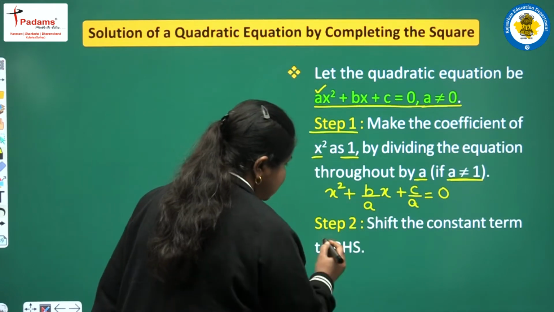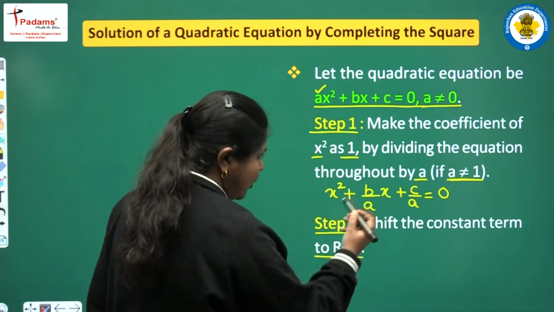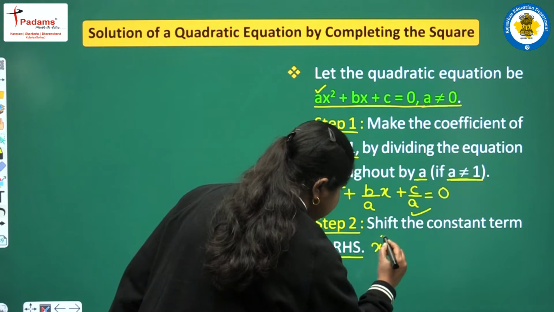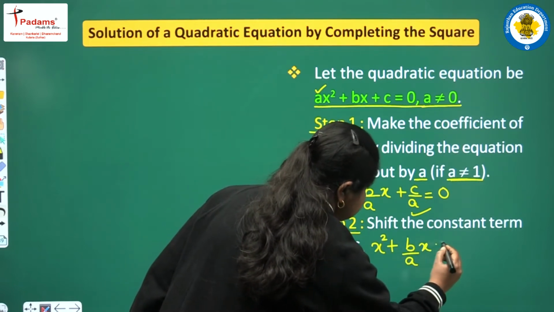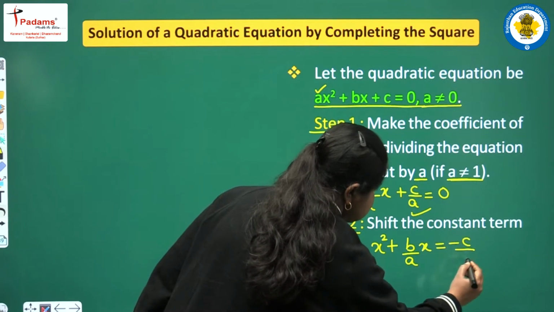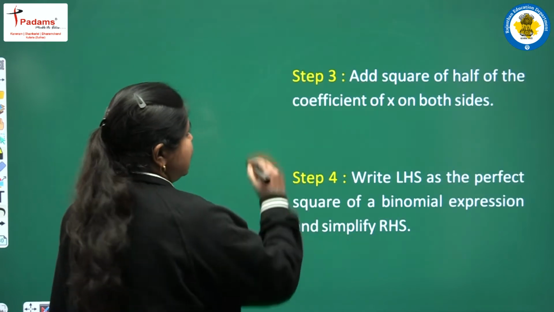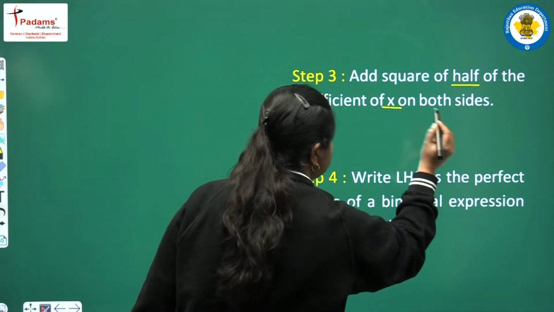Then move towards the second step. Shift the constant term to RHS. कांस्टेंट टर्म ये है हमारी, इसे हम RHS में शिफ्ट करेंगे तो हमें मिलेगा x square plus b upon a x equal to minus c upon a. Okay, next what? Add square of half of the coefficient of x on both sides.